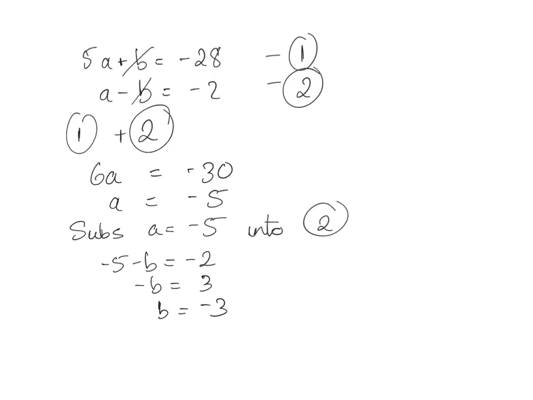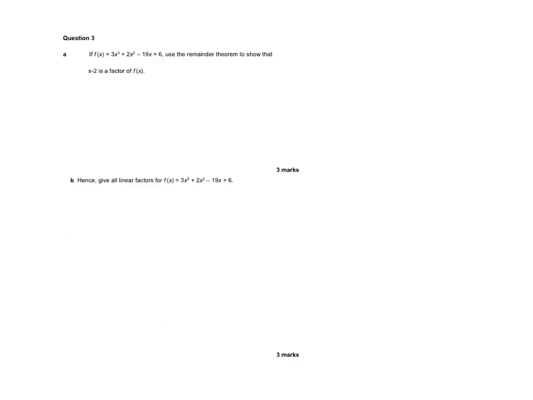Now, have I answered that question? Calculate the values of a and b. Yep. So therefore, a is equal to -5 when b is equal to -3. This question was done poorly in that people didn't look at what they were supposed to use, and that was the remainder theorem. A lot of people used long division. And the other issue here was that it was a show that.